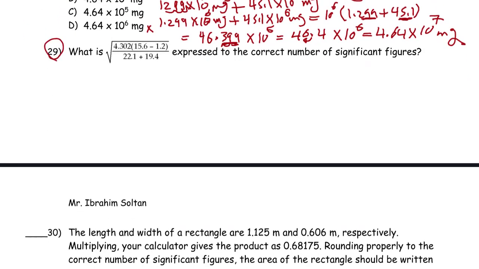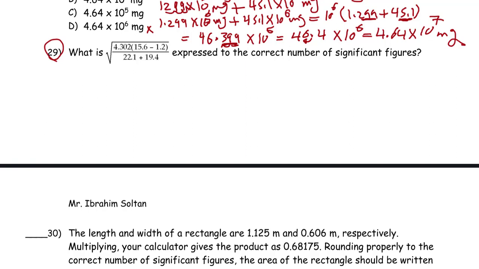Let's move to number 29. As you see here, there is a root. Root means 10 power, negative, 10 power half, right? So we will write the same number to the power half. At the beginning, square root 4.302 times. Let's make the subtraction here. We have 1 decimal point, 1 decimal point, so the answer must have 1 decimal point. So the answer is 14.4 over, we will make the addition in the denominator, we have 1 decimal place, so it equals 19 plus 22, 41.